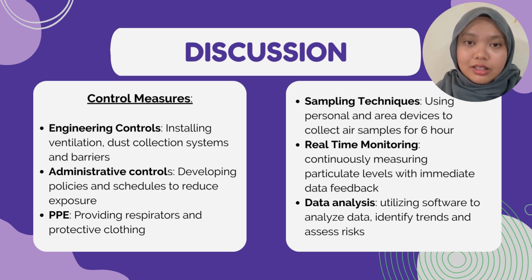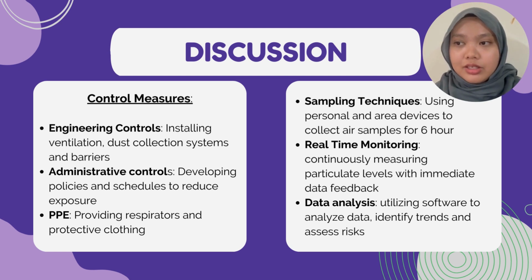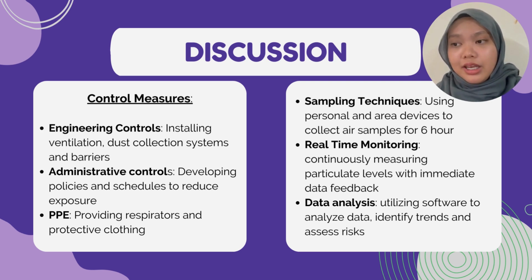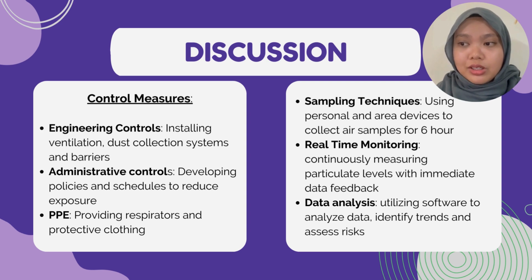And then last one, for control measures, there are 3, which are engineering controls, administrative controls, and PPE. So for engineering controls, installing ventilation, dust collection systems and barriers. And then the second one, administrative controls, which is developing policies and schedules to reduce exposure. And then for PPE, the workers need to use PPE, providing respirators and protective clothing.